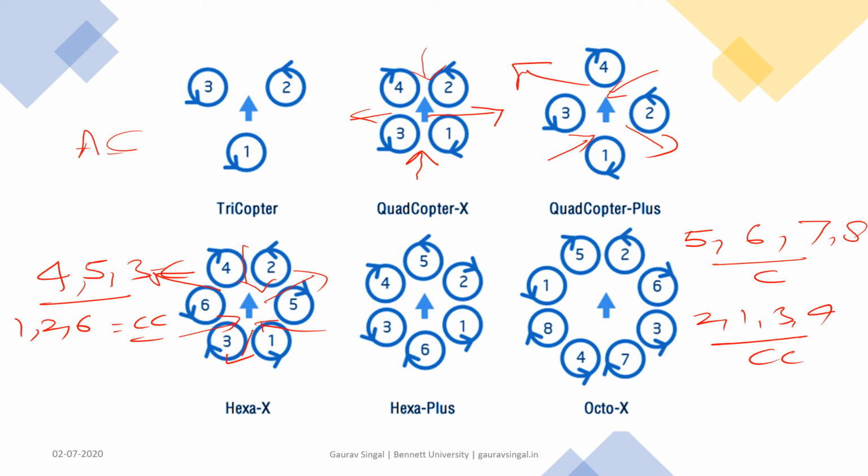I hope it is clear with my propellers. Basically, it is just generating momentum, velocity momentum. To cancel out this velocity momentum, we need to rotate in the opposite direction.